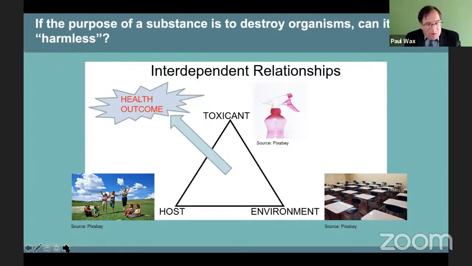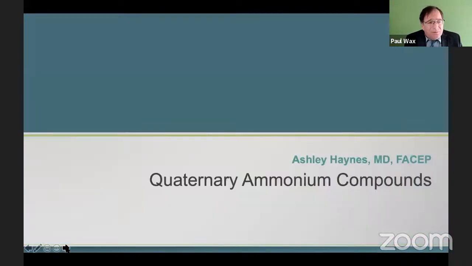You know, the environment where the chemical is used is also very important. Is it a small enclosed space? Is it outside? A variety of factors. And then, of course, the toxicant itself. And so it's the combination of host factors, environment, and the toxicant, which ultimately results in the health outcome. And an understanding of this interdependent relationship is critically important. Next slide.